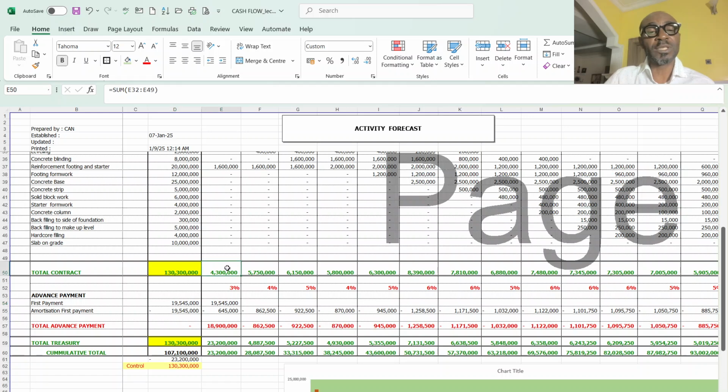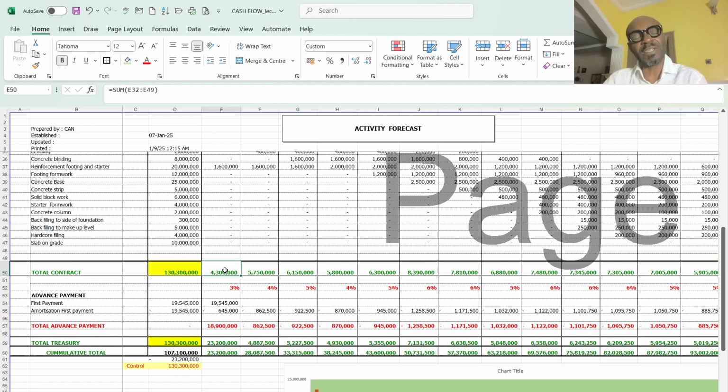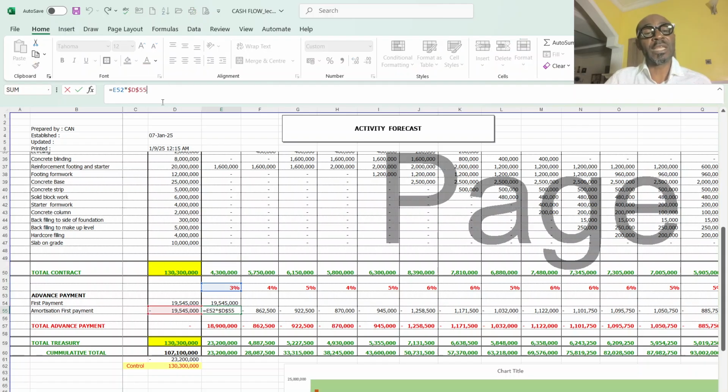Say I have done a 4.3 million job, I'm going to pay 15% of it. Or there are some contracts with a condition that says whatever the percentage of your production on site, in relation to the total contract value, is what you are going to be paying as amortization on the money that was given to you. So that is what you see here.